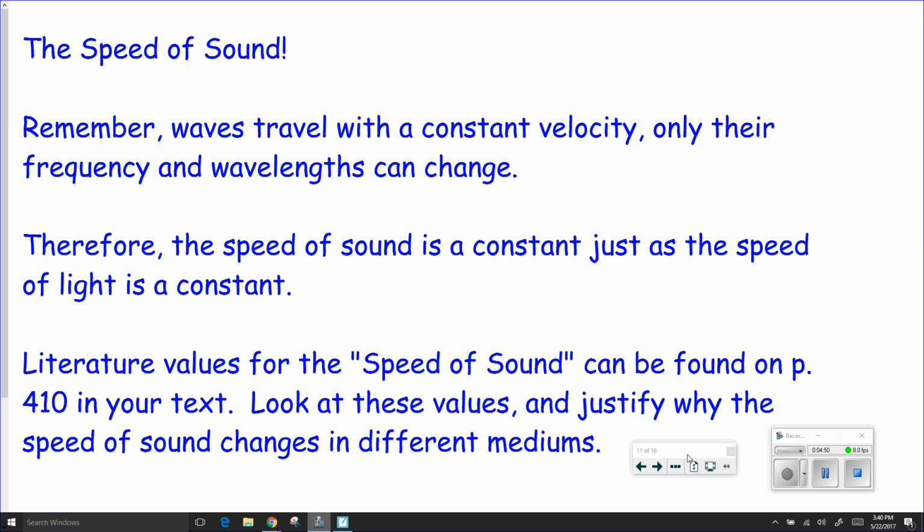The other thing to remember is either a longitudinal wave or a transverse wave, they all have a constant velocity through a particular medium. The speed of sound in typical air is 343 meters per second. Take a moment and look on page 410 in your textbook. You're going to see a list of a whole bunch of different speeds of sounds through different mediums. Look at these values and then try to justify why some of the speeds of sound are faster than others, thinking about the texture of the medium that that sound wave is going through.